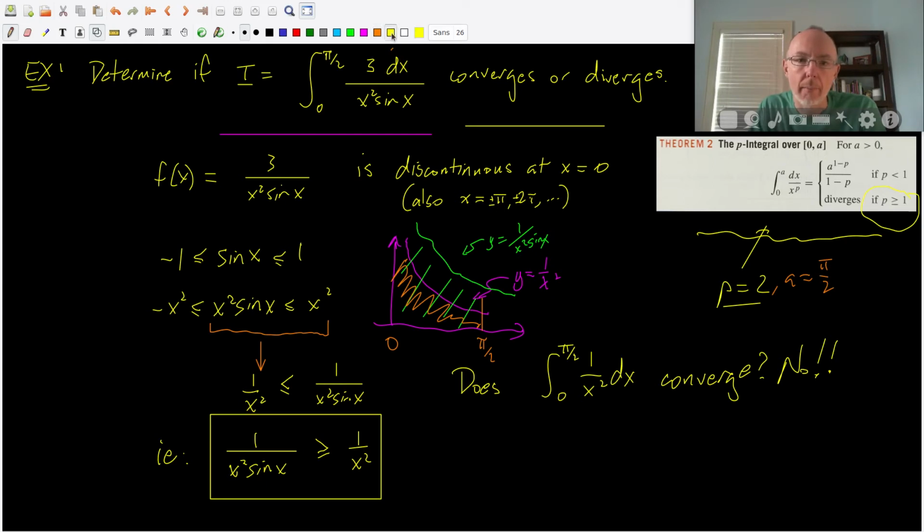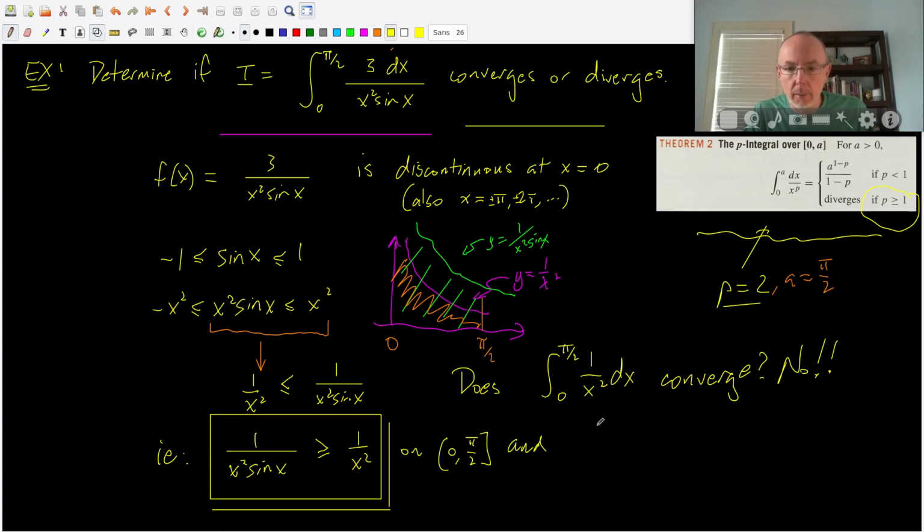So I haven't written out the comparison theorem, but the comparison theorem we had last time is very similar. What I've shown, and this is what you need to show in these kind of cases, is that 1 over x squared sine of x is bigger than or equal to 1 over x squared everywhere on that interval. So in this case, on 0 to pi over 2. Well, actually not at 0 because it's not defined at 0, but you get the idea. From 0 to pi over 2.